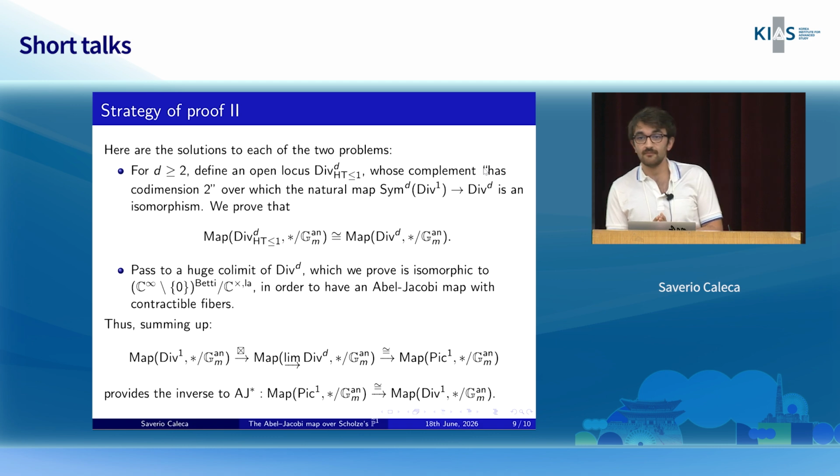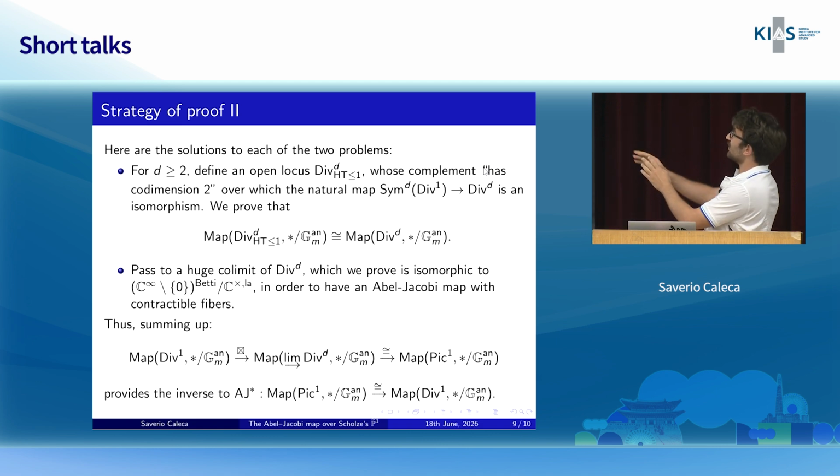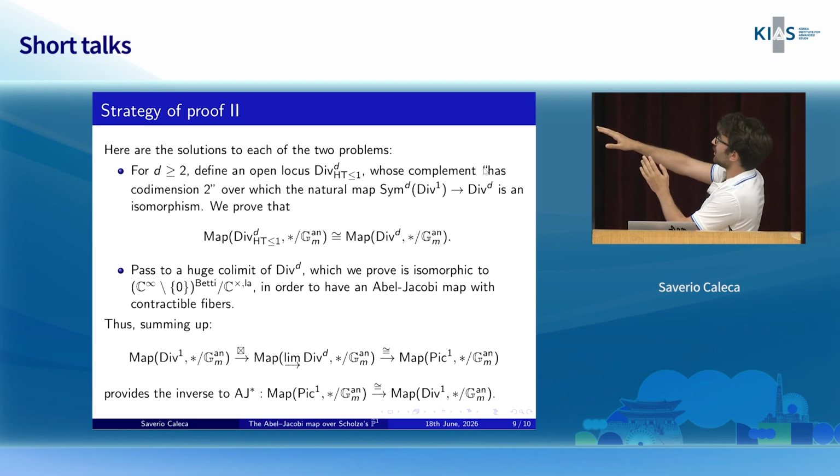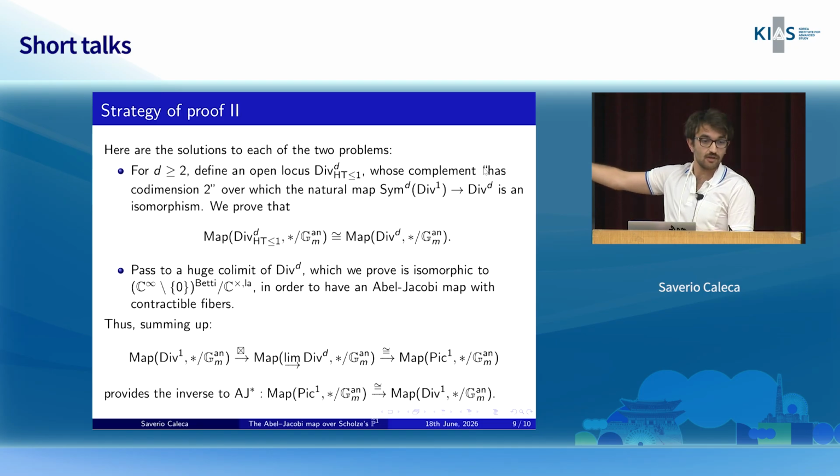Summing up, since box tensoring gives us a series of compatible maps to all Div^d's, we get actually a map to our huge colimit. But now the Picard anima of this huge colimit is naturally isomorphic to that of Pic^1. And so box tensoring gives us an inverse to the pullback along the Abel-Jacobi map.